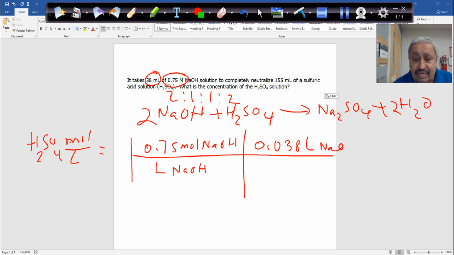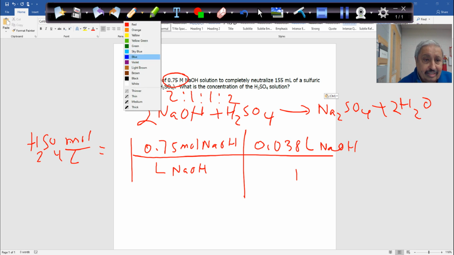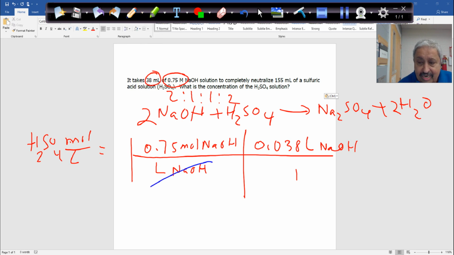Why did I put this one on top? Because this liter at the bottom has to cancel this liter here at the bottom. Correct? This liter has to cancel those liters at the bottom.